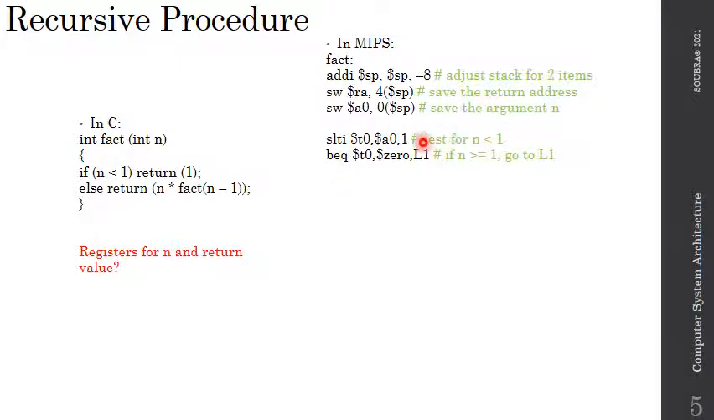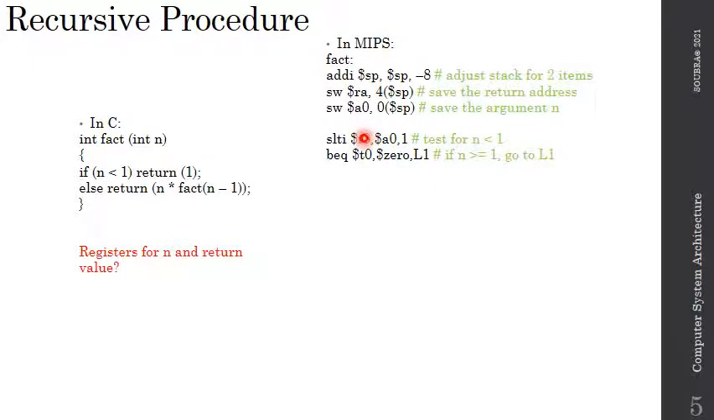Alright, so this is where the testing happens, right? Set on less than. What does that even mean? Let's find out. So I'm comparing my n, the A0, the original n that I have here, to 1. If it's less than 1, this means that I'm gonna set T0 here.